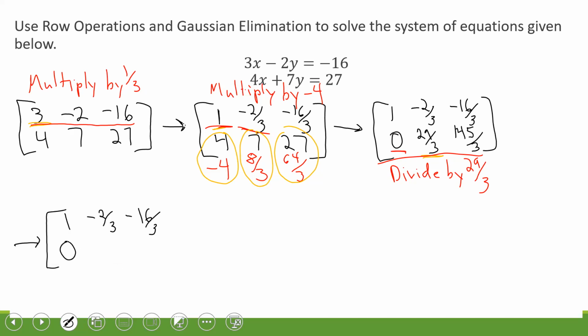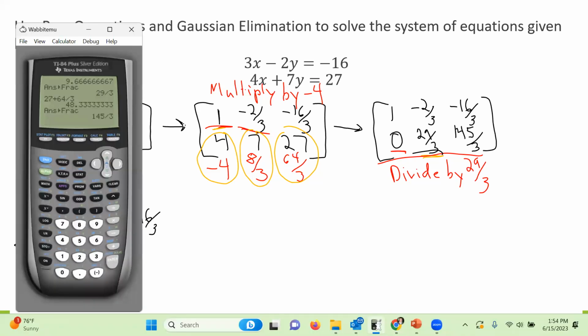The first entry is going to be 0. 0 divided by anything is 0. If we do 29 over 3 divided by 29 over 3, we're dividing a number by itself. We know that's just going to be 1. And so the most math we have to do here is with the 145 over 3 divided by 29 over 3. Again, we'll let the calculator do the work for me here. 145 over 3 divided by the 29 over 3.